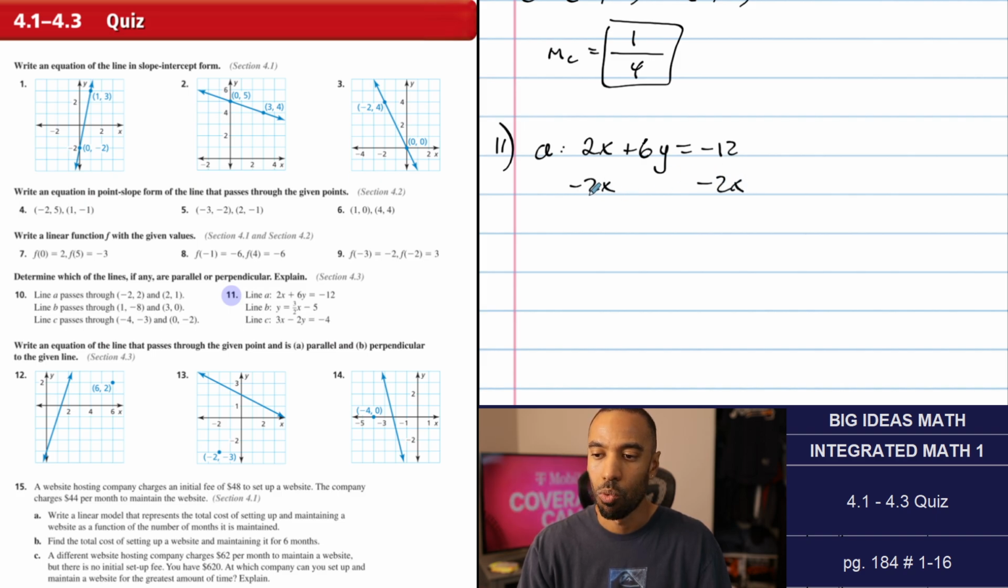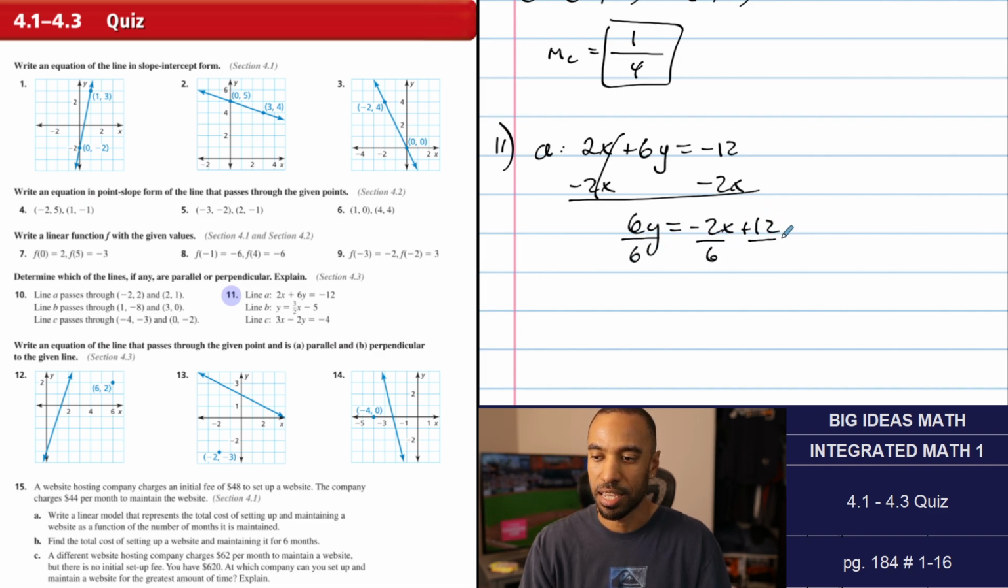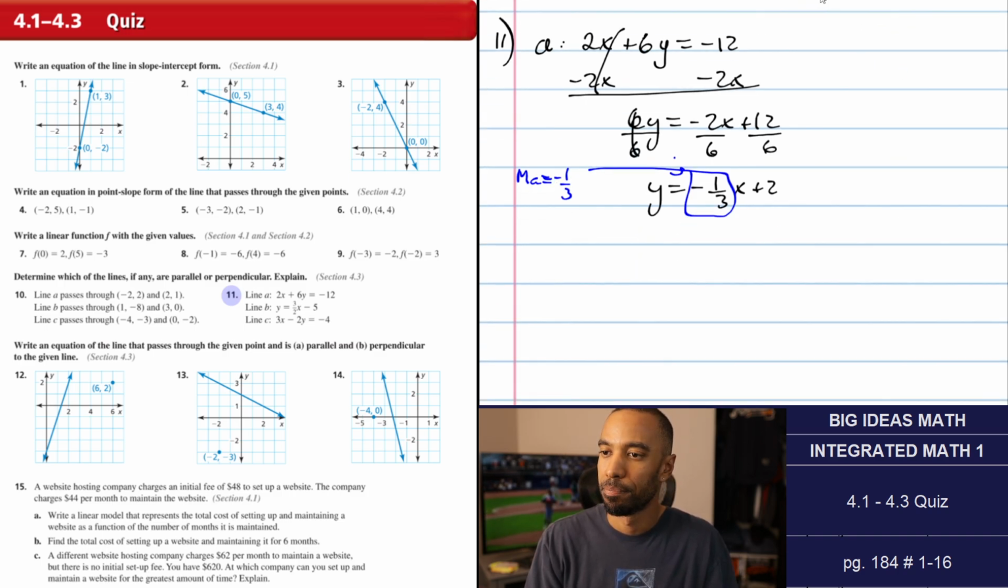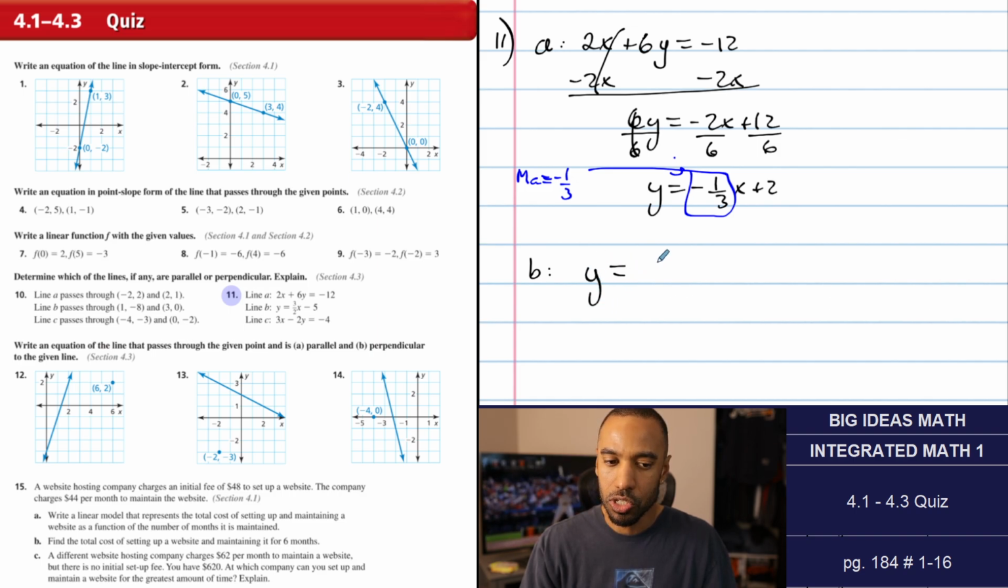Let's get y all by itself by subtracting 2x from both sides, and then dividing everything here by 6. And this will get me, make sure you reduce your fraction, -1/3 x plus 2. The slope of line A is -1/3. m_A equals -1/3. The slope of line B, well, this equation's already in slope-intercept form.